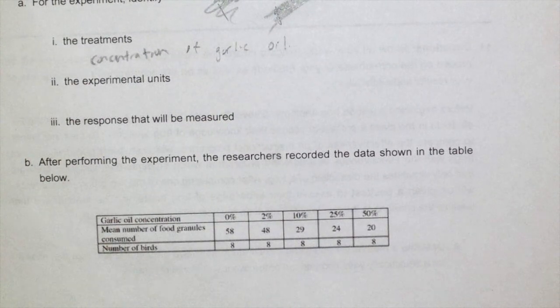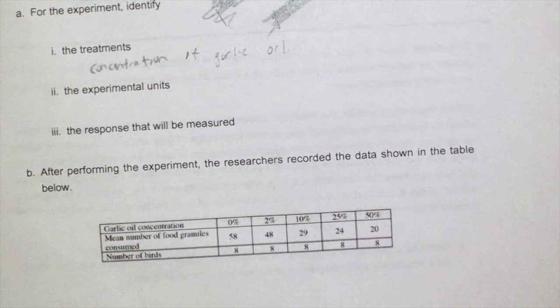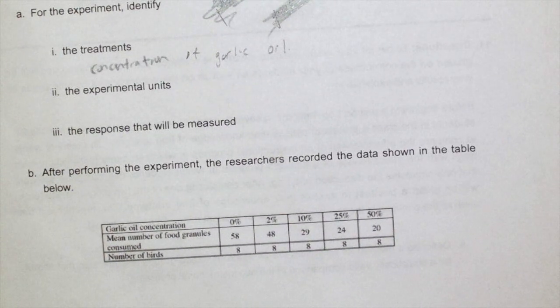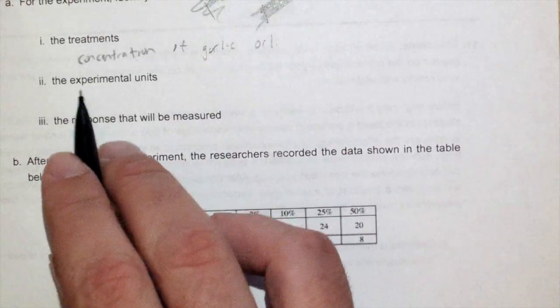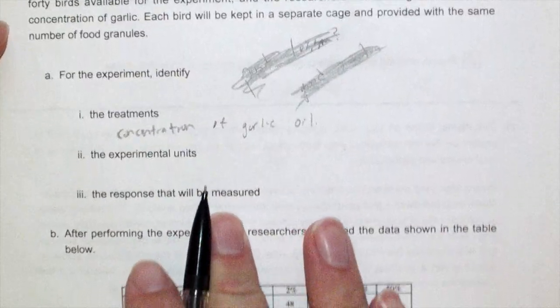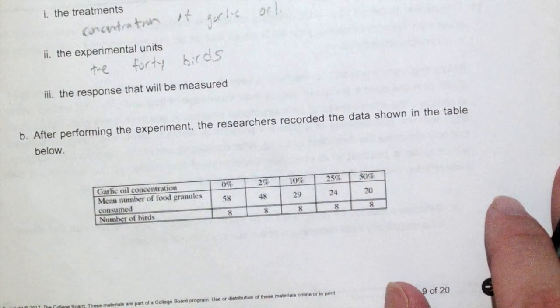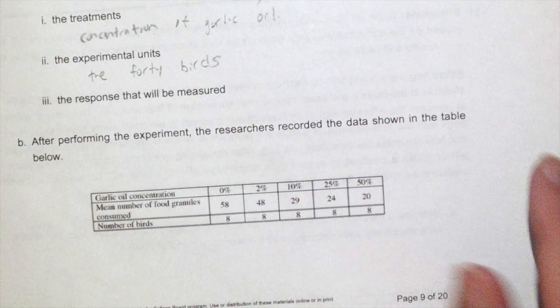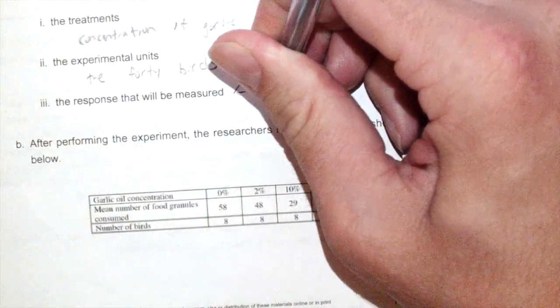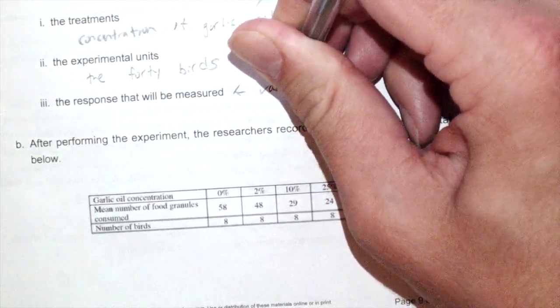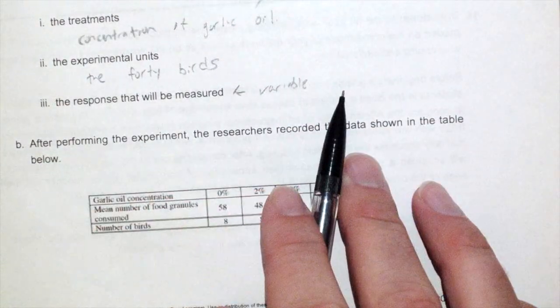Then the second thing it says is the experimental units, and that is just who are we studying. Most of the time it's people, but it could also be animals, anything that could respond to something like a stimulus or stimuli. I don't know, I'm not sciencey, but yeah. So the experimental units in this case are the 40 birds, because the 40 birds are receiving the treatment. And then finally, 3 is the response that will be measured. Another word for this would be the variable. And remember that the response variable is one way to put it.